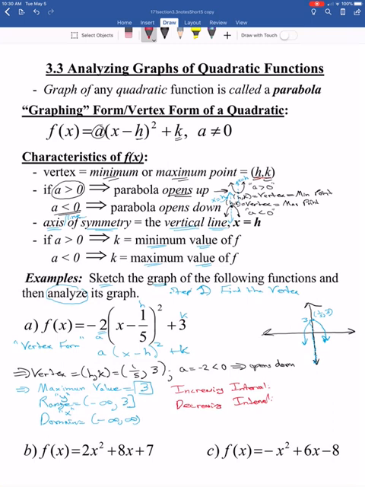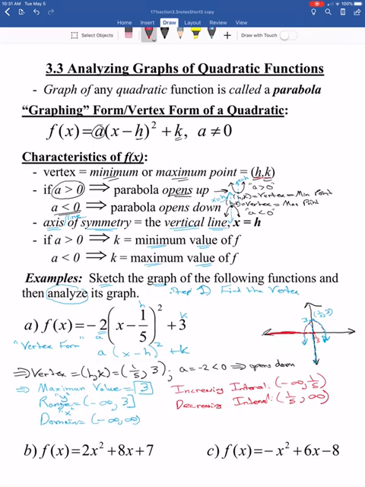For our increasing interval, if you look at this graph, I'll shade it in red, all the way over to x equals 1. So from negative infinity, all x values less than 1, the graph is going up from left to right. And it's decreasing for all x values greater than 1, the right side of the vertex. The graph's going down, decreasing in value. So you can see your intervals of increase and decrease.